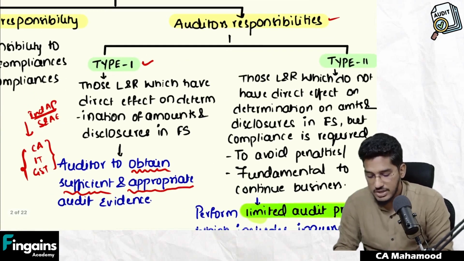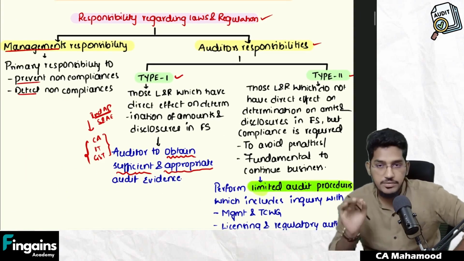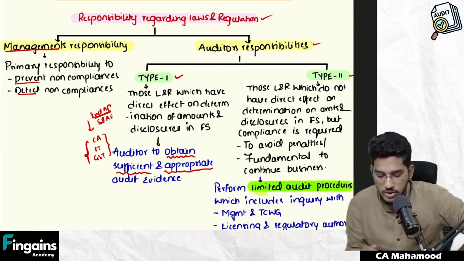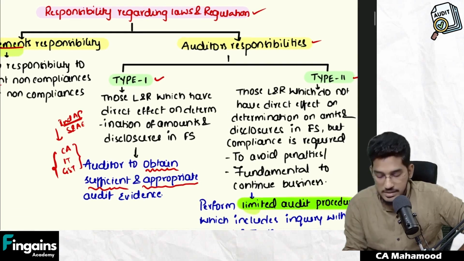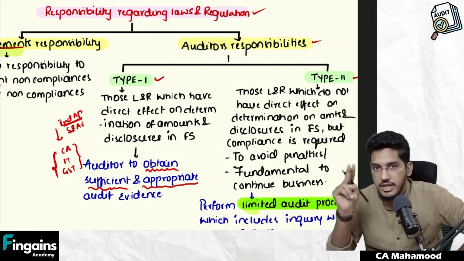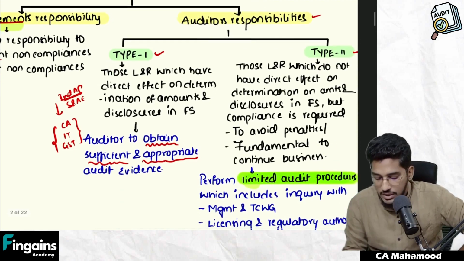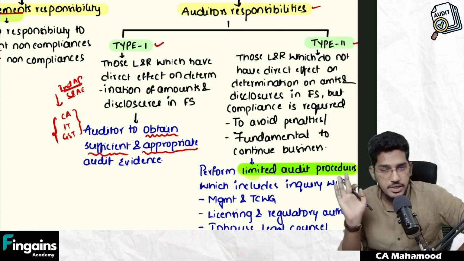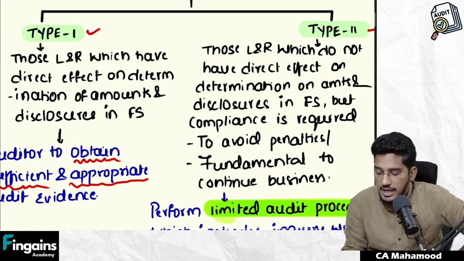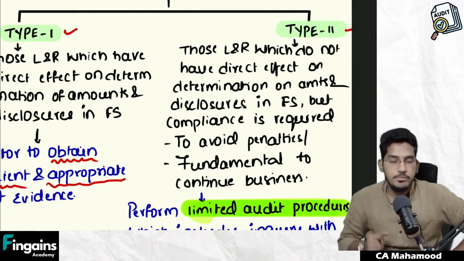So, able to understand this chart regarding responsibility? Who is primarily responsible for preventing non-compliances and detecting non-compliances? Management. Then what about auditor's responsibilities? For the purpose of auditor's responsibilities, laws and regulations are divided into two categories, type 1 and type 2. Regarding type 1, the auditor's responsibility is to perform in-depth audit procedures and try to obtain sufficient and appropriate audit evidence. Regarding type 2 laws and regulations, the auditor is required to perform only limited audit procedures.